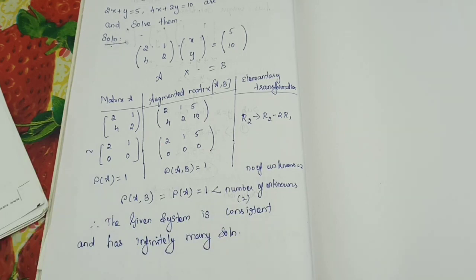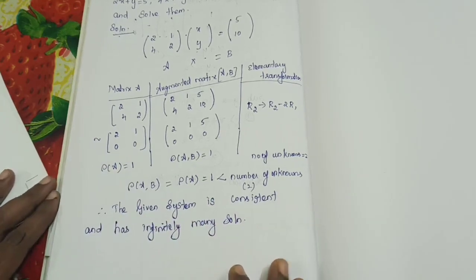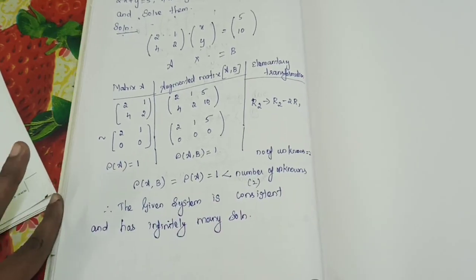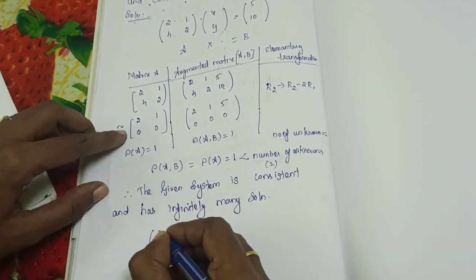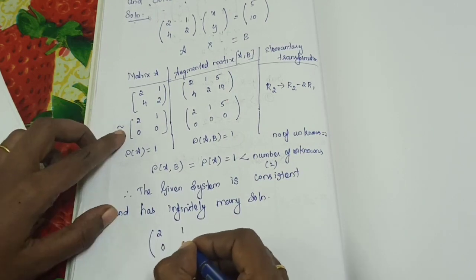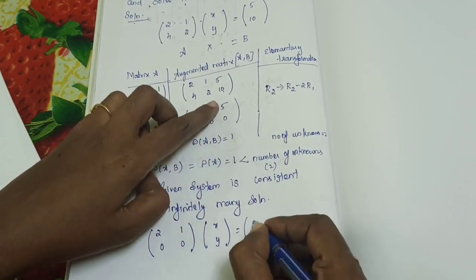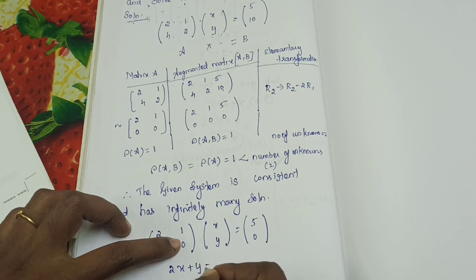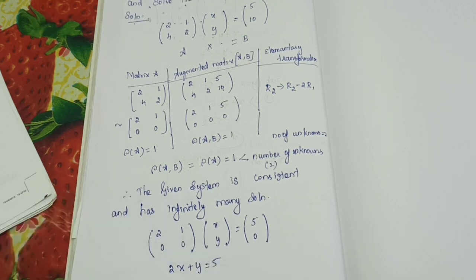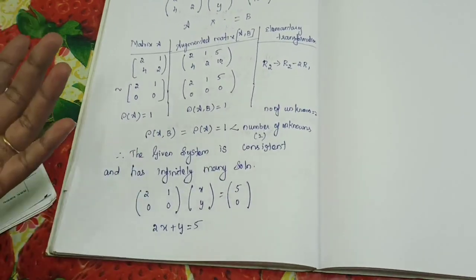First, you need to learn those 4 rules by heart thoroughly. Then only you won't get confusion. Understand? The given system is consistent and has infinitely many solutions. So now I am going to write that matrix as 2, 1, 0, 0, times X, Y, equal to B value 5, 0. So 2x plus y is equal to 5. Is it right? So we can't find the value directly, because in the last problem we directly got the y value.